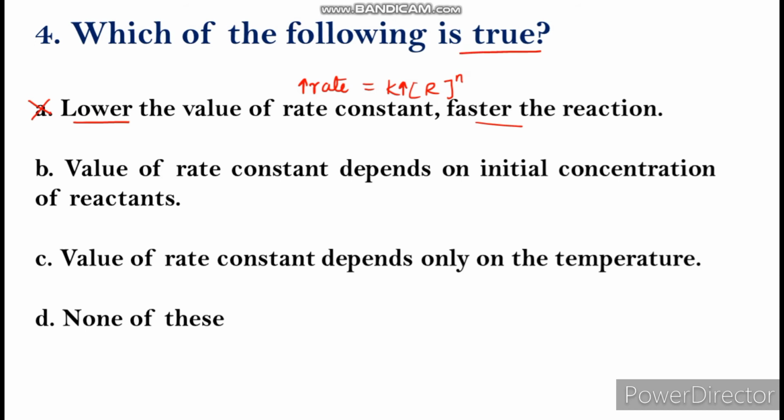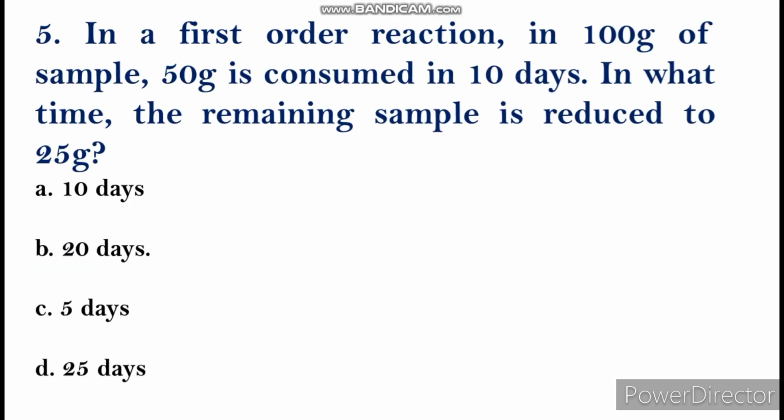Now option B: value of rate constant depends on initial concentration. This is also false. Why? I told you in the previous question that the rate constant value depends only on the temperature, not on the initial concentration. So option B is wrong. Which option is correct? Option C: value of the rate constant depends only on the temperature. So option C. Now let's see the fifth question.